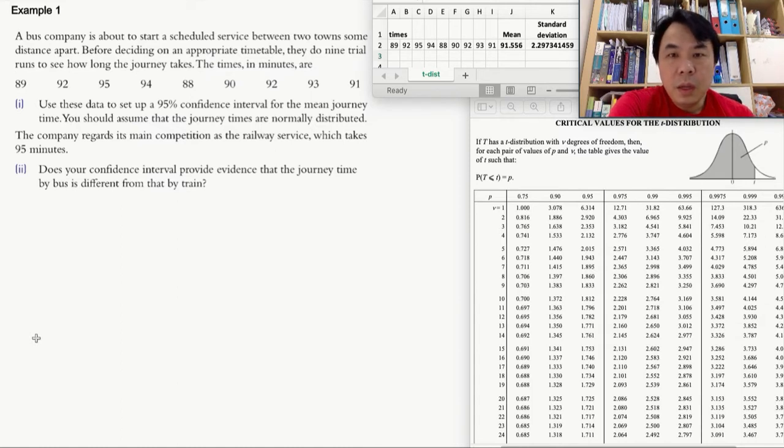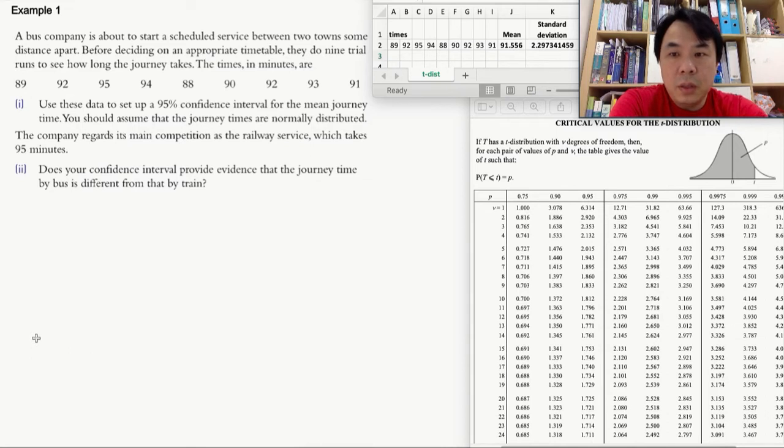Because the sample size is quite small, if you don't make the assumption that the distribution is normally distributed, then we will have to use another method for this analysis, which is called non-parametrics, that we will be doing in another separate video.